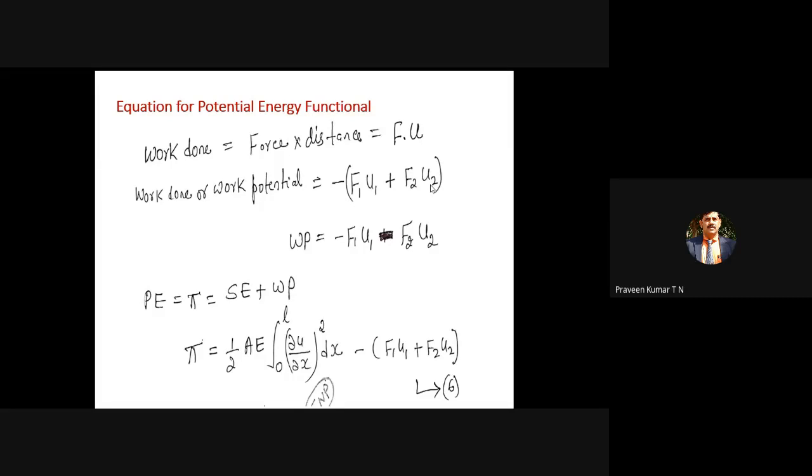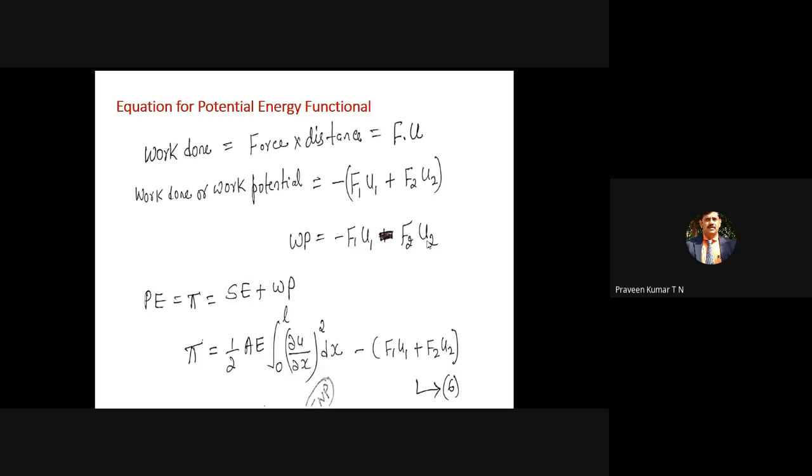The total distance moved by that particular end of the spring is 50 mm. The force applied is 1000, so 1000 into 50 gives the total work done. In a similar way, at node 2, the work done is given by F2 into U2. That is nothing but force into displacement, where F2 is force and U2 is deformation or displacement. If we substitute all those things, we have the final equation for the potential energy functional.